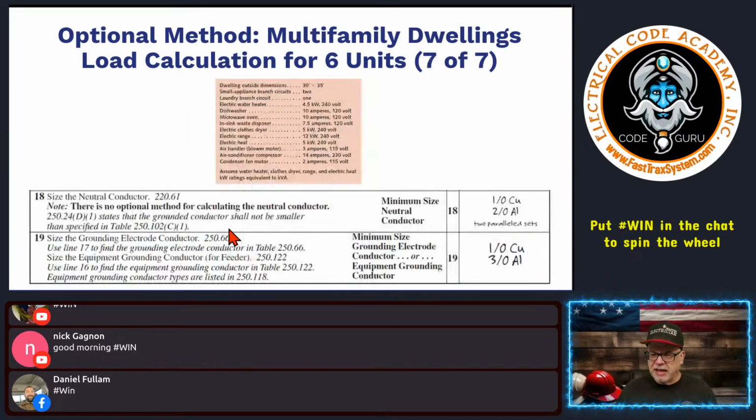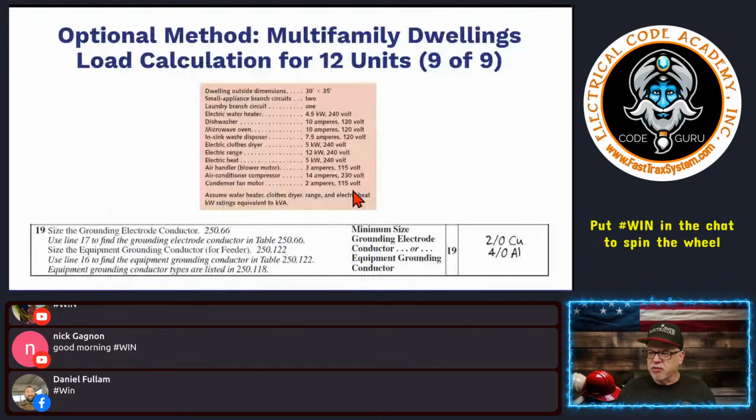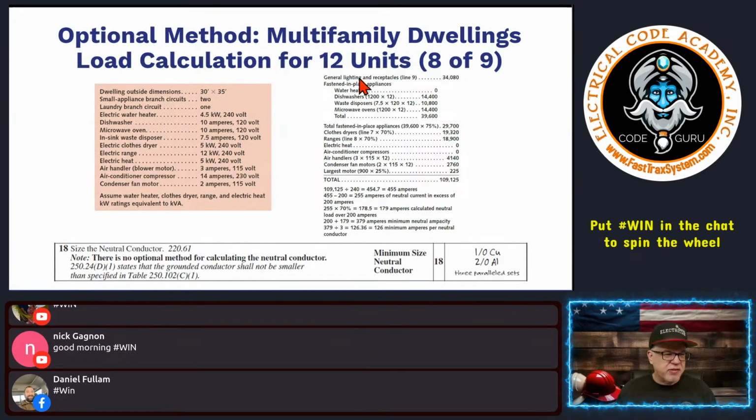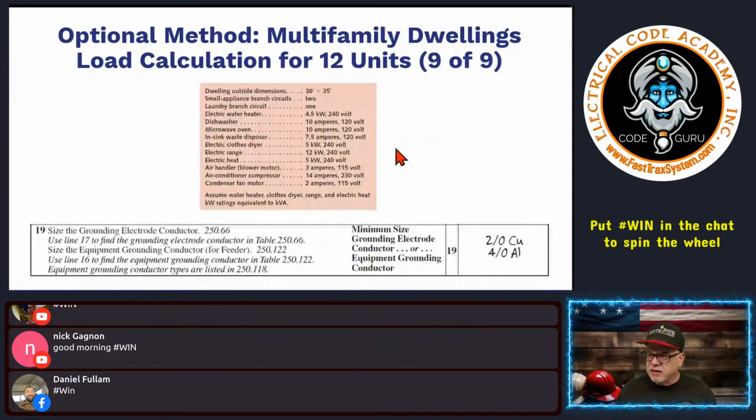The next part would be how to size that neutral. You note that there is no optional method for calculating the neutral. So we size that neutral exactly the same as we did for the standard method. I will just go back to show you what we did for that. Same concept, this is the same unit. Notice that with this method we took the full general lighting and general use loads at 3480.